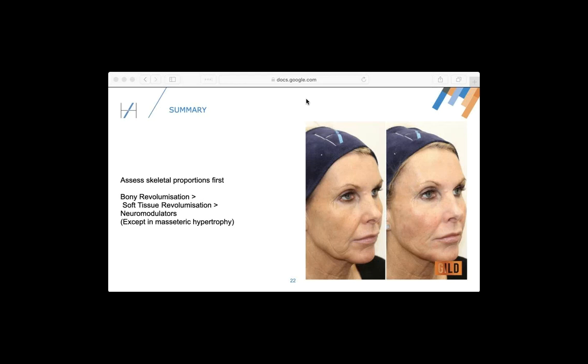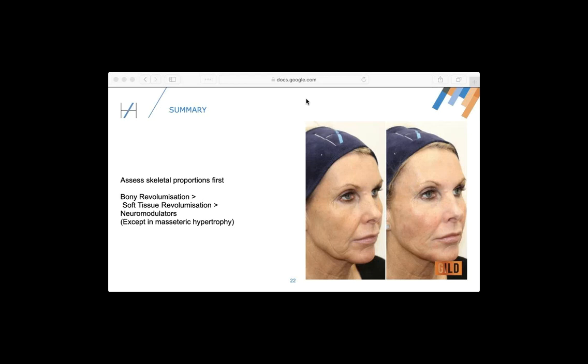I think really my key take homes from all of this is to assess skeletal proportions first, make sure the patient's appropriate for jawline, and set your expectations, because so many people with these types of treatments have very high expectations of what they're going to get from treatment. And it's an expensive treatment to offer. You're talking upwards of £500 to start treatment, and up to over £1,000.